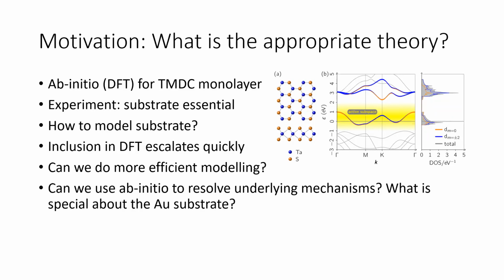So we would like to do it a bit more efficiently, to start from ab initio, but to treat the substrate in a more efficient way than a brute force calculation. And we would also like to understand what is happening. So it's of course good if you can find a calculation that really shows, okay, gold versus graphene makes a difference. We would also like to know what the mechanism is.